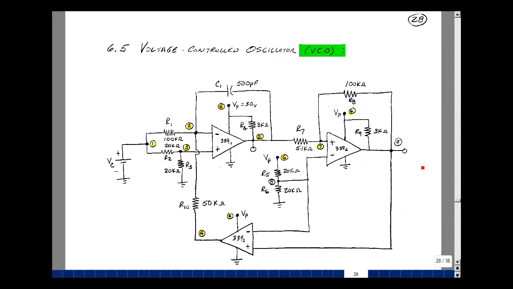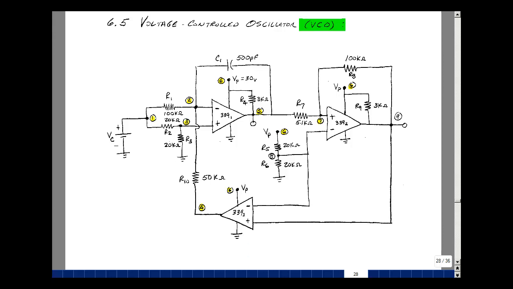Well, let's see, we'll write down a few things here. Here's the power supply, which is set to 30 volts, and here I've got half the power supply, so I've got 15 volts here. And over here, I have basically no current going into the terminal of the comparator or op-amp, and so the voltage here is going to be half of the voltage here. So this is half of whatever this control voltage is.